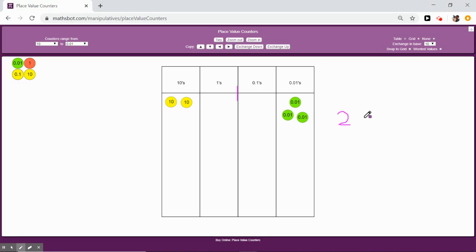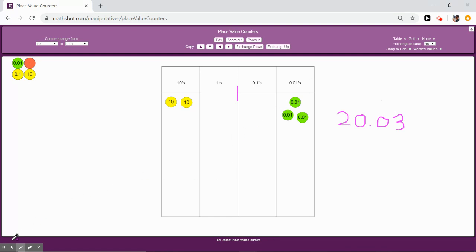Two tens. Got no ones. We've got our decimal point. We've got no tenths, but we do have 3 hundredths. So it's 20.03. So that was a quick recap on how to say decimal numbers and what they look like using our place value column. Today we're going to be comparing two numbers.